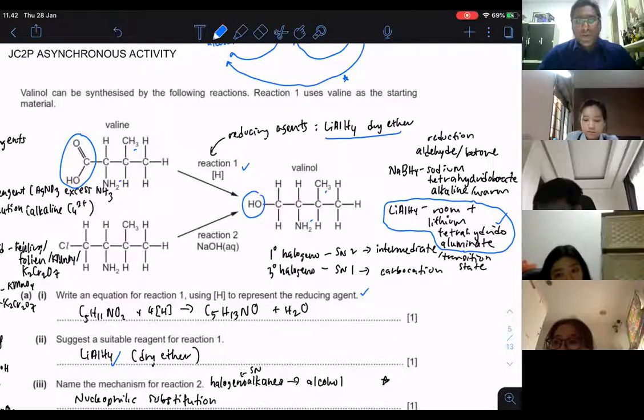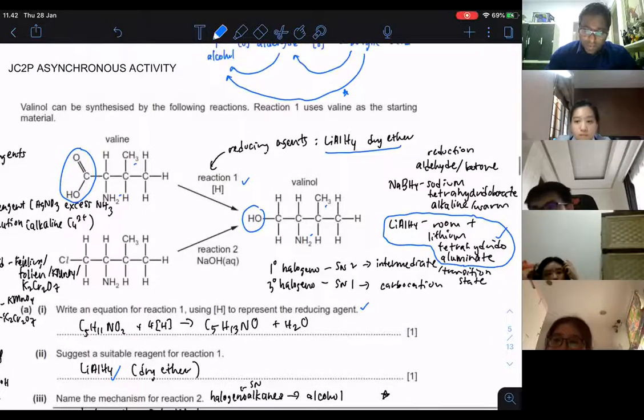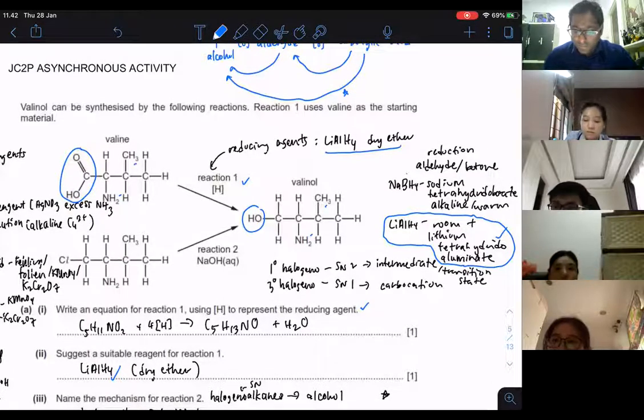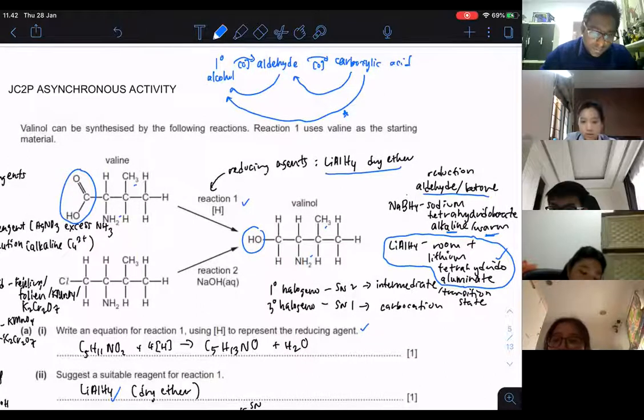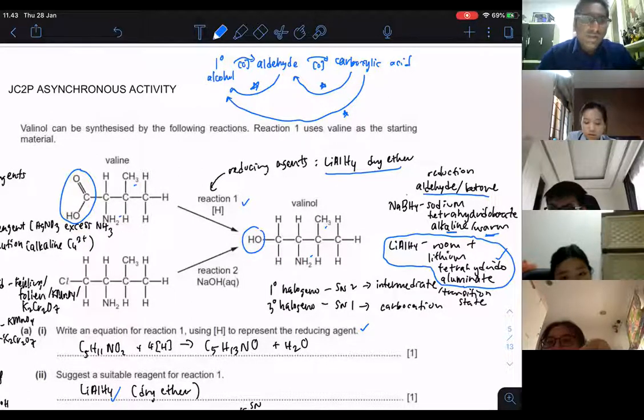But you can also use other reducing agents. There are other reducing agents, such as NaBH4, which is known as sodium tetrahydroborate, but it must be in alkaline condition and you need to warm. When do we use that? You will notice that in your carbonyl compound chapter, aldehyde and ketone. It means that you can use NaBH4 to reduce aldehyde to become alcohol. Can you use this for carboxylic acid to become aldehyde? Most probably can, but they didn't mention it in the textbook.